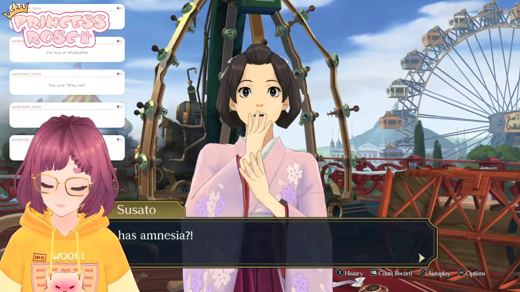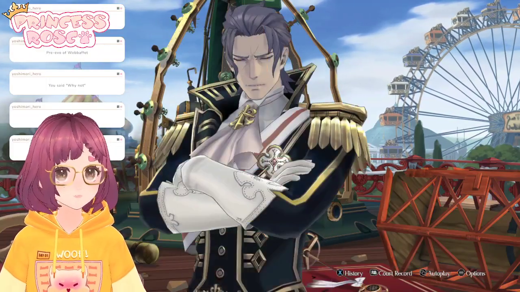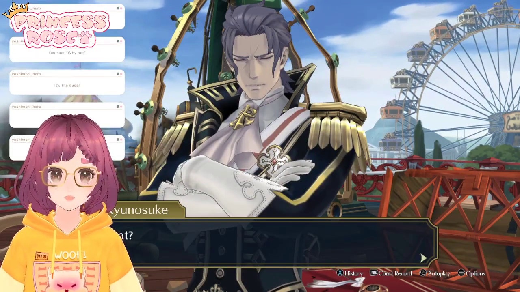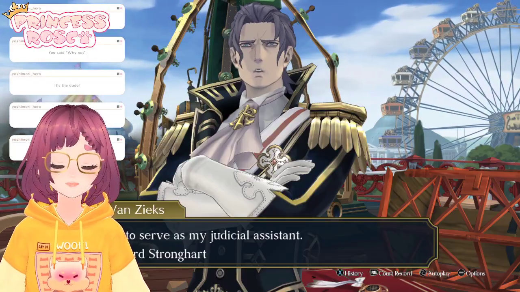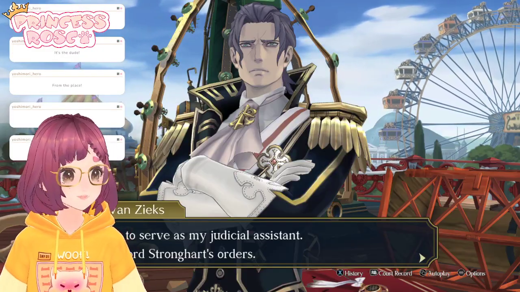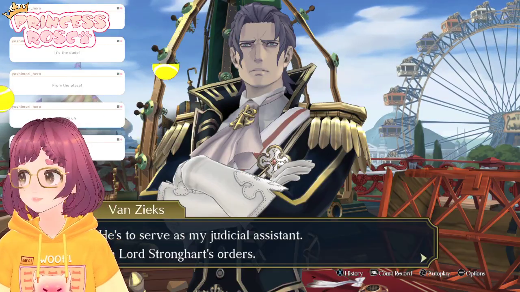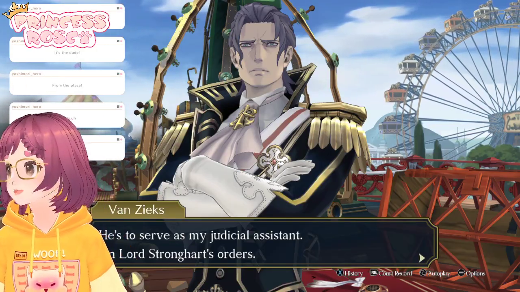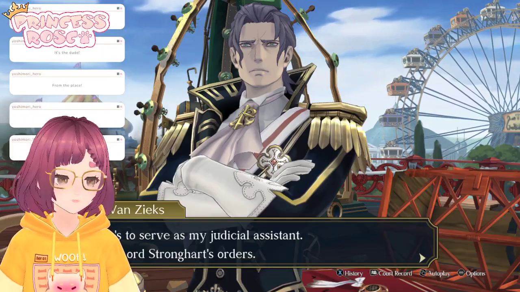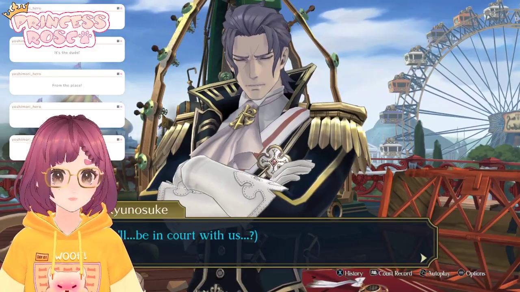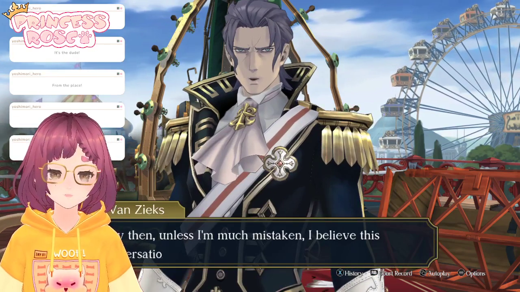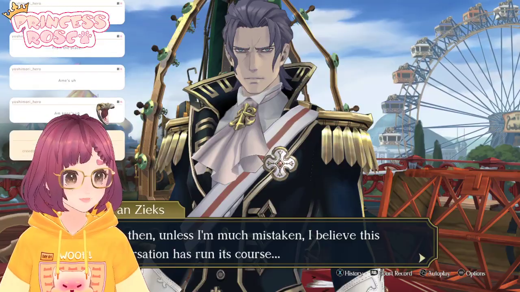Amnesia! How convenient! He has amnesia. Tomorrow he will appear in court at my side. What? He's to serve as my judicial assistant, on Lord Strongheart's orders. Amnesia! Amnesia? He'll be in court with us? Now then, unless I'm much mistaken, I believe this conversation has run its course.